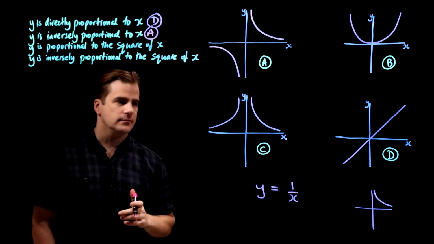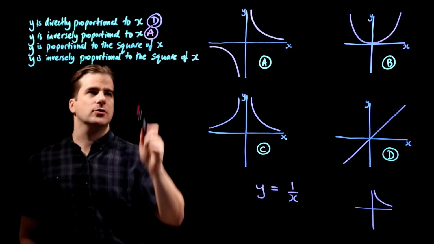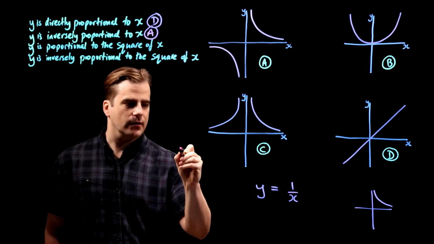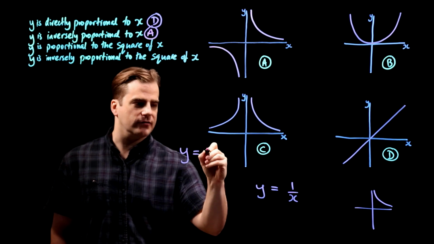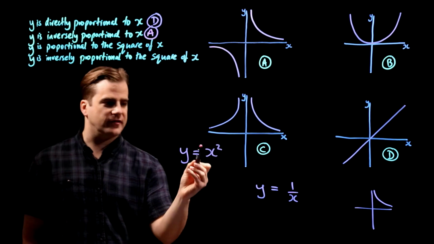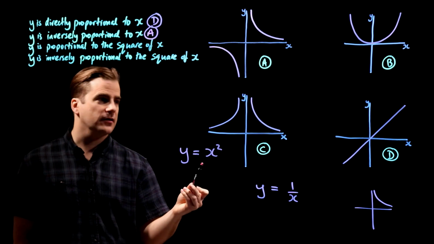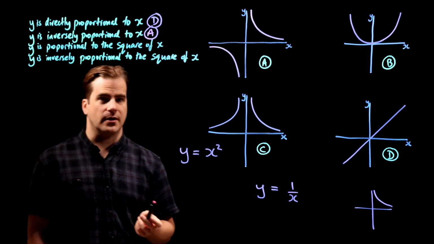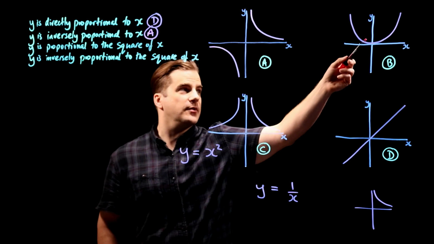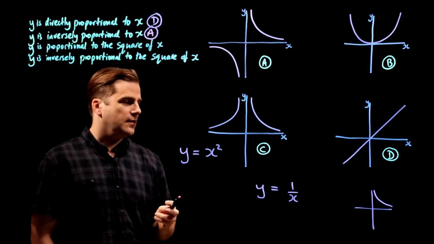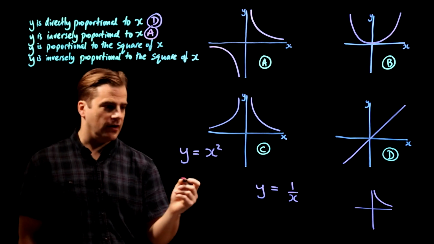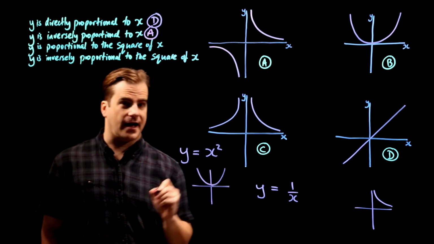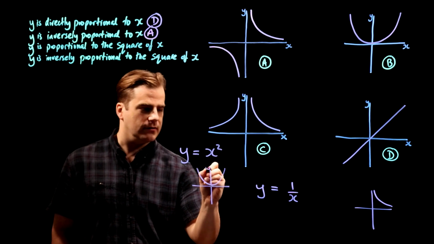Okay? Right, next one. Y is proportional to the square of x. So it's saying y is proportional to the square of x. Again, I'm going to pretend that the constant of proportionality is 1. It doesn't really matter for this question. So in other words, y is x squared. Well, straight away, it's got to be that one. You need to remember or learn that the shape of y equals x squared is that.